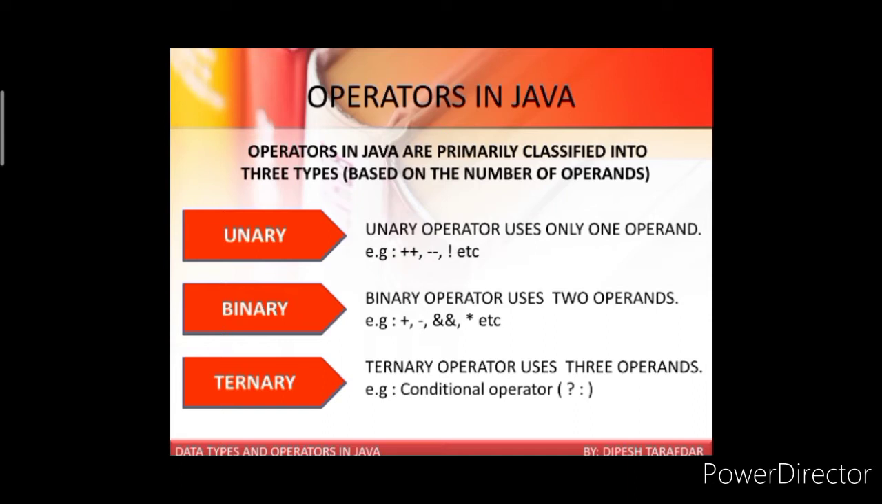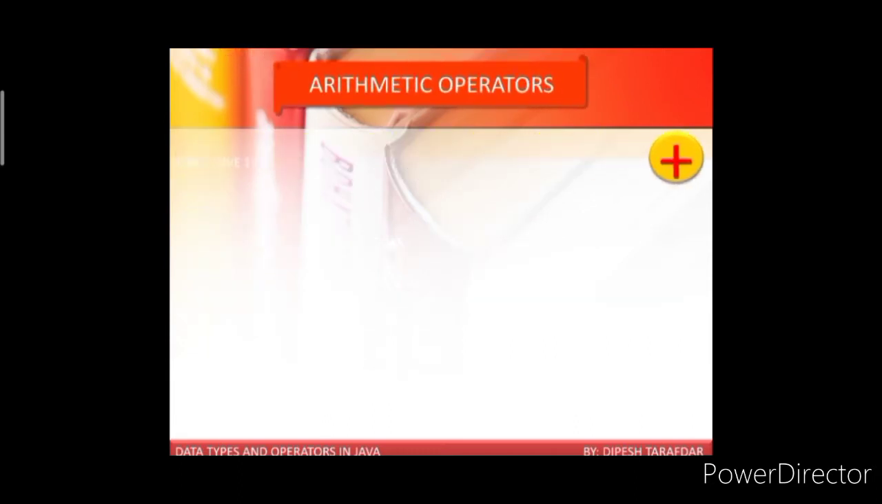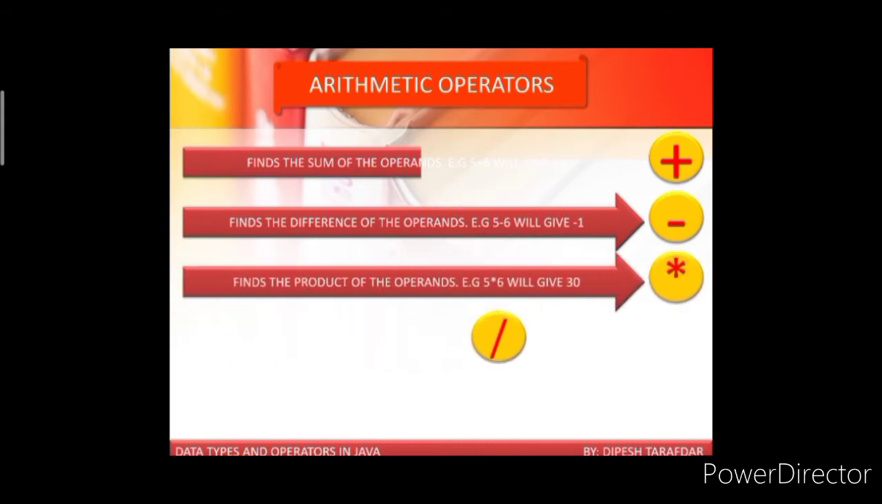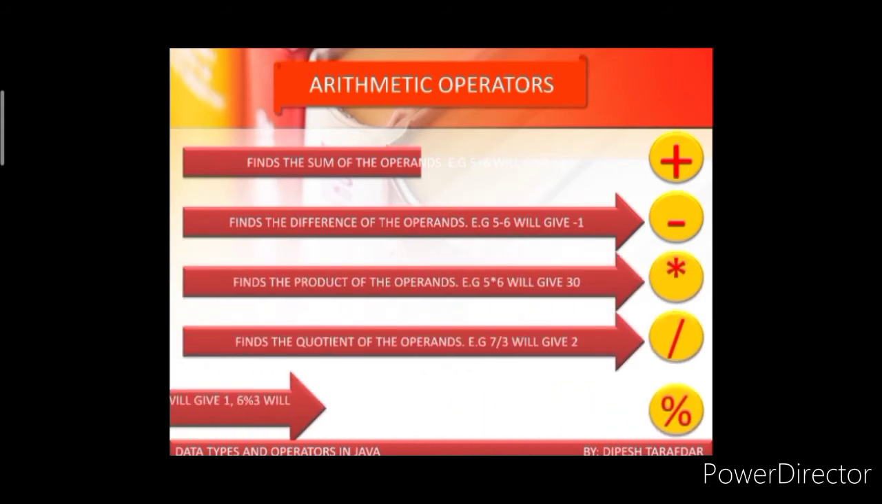Next, binary operators use two operands. That means they require two values to work on, like plus, minus, ampersand, double ampersand, asterisk, etc. And ternary operators are those which use three operands. An example of a ternary operator is the conditional operator. Moving on, based on the operation, that is the type of task an operator performs, an operator can be classified into a number of categories.